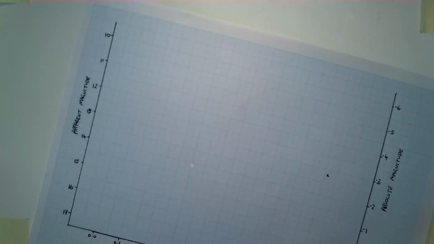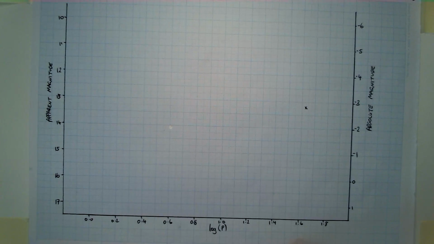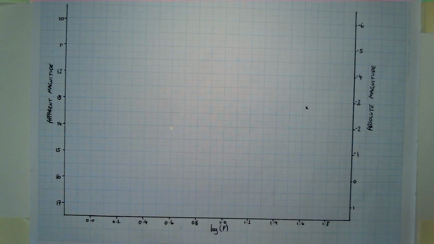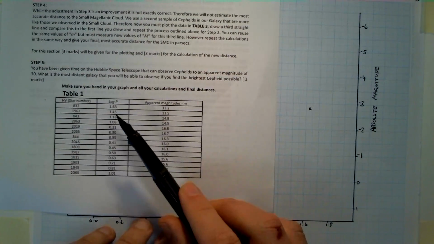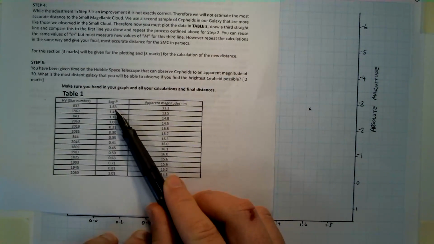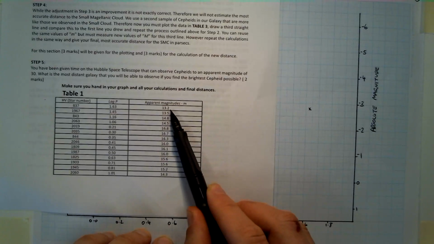So here is the start of my graph of the period luminosity relationship for Cepheids in the Small Magellanic Cloud, and I've plotted there the first data point from Table 1. So I have here the logarithm of the period p being 1.63, and that Cepheid variable in the SMC has an average apparent magnitude of 13.2.